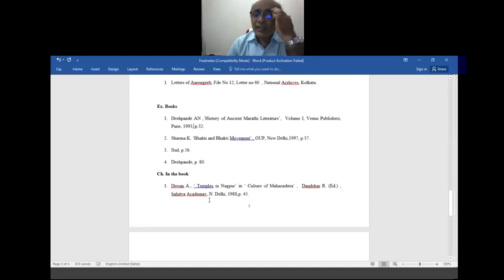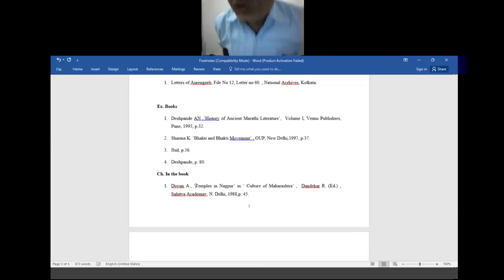Now, how the chapter in the book is referred. So here, suppose there is a person called Diwan A who has written the chapter Temples in Nagpur, that is the title of her chapter, and that is published in the book which is titled Culture of Maharashtra, and that book is edited by Dandekar, ed., and it is published by Sahitya Akademi, New Delhi in 1988, and page number 45. So here you have to practice it a little bit when you write a research paper or when you write your thesis. You need to practice it while giving footnote and references.